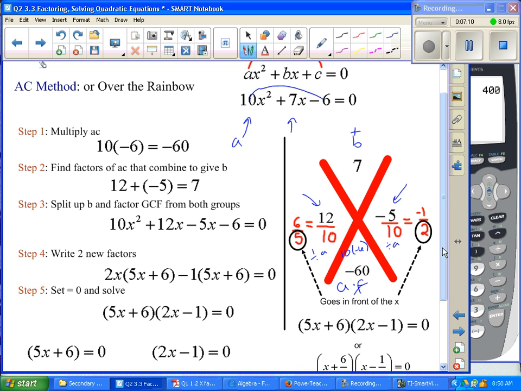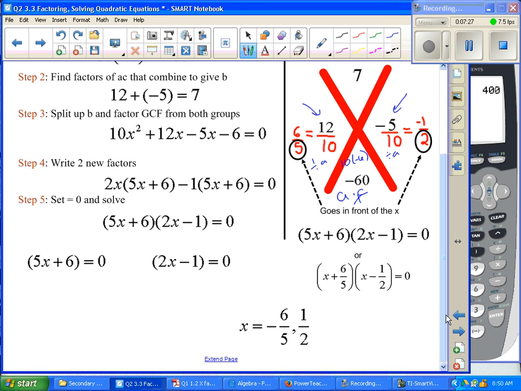So this is what you would go to if the question just said factor. And then if the question said solve, I would then set each factor equal to 0 and solve for x. And if I were to FOIL this out, I would get this original answer up here.